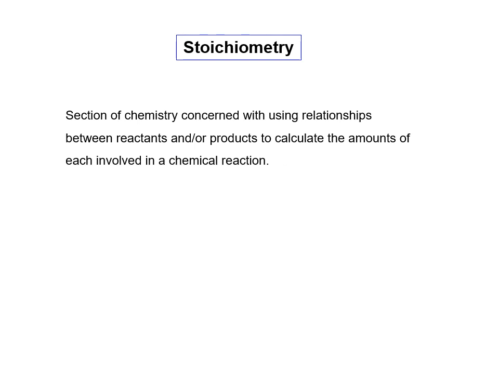Hello, welcome back. In this video, we're going to learn about stoichiometry. Stoichiometry is a section of chemistry that's concerned with using the relationship between reactants and products to calculate how much of each is involved in a chemical reaction. Basically, you'll be given some amount of reactants and told to find the amount of products that will be produced.